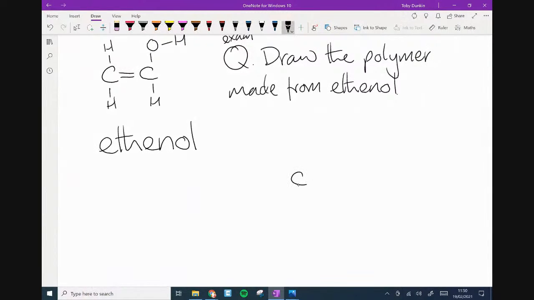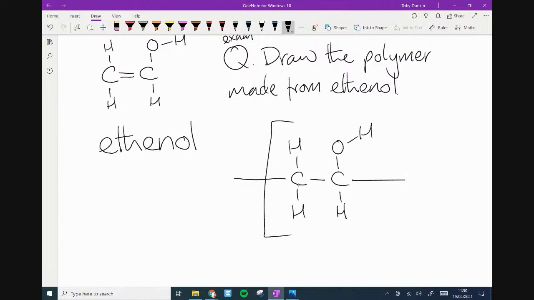Number one, I've straightened it out for you already. So we're already on the second step. Break the double bond. And you extend it out. Put it in a bracket and put n. So what they're saying is they haven't told you the number of units. What that means is you need to show it can be any number of repeating units. Any number of ethenols, all joined together.